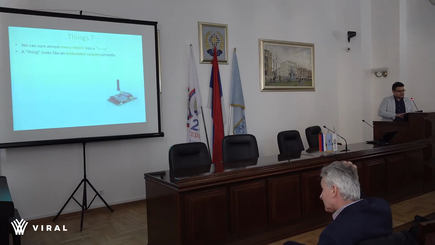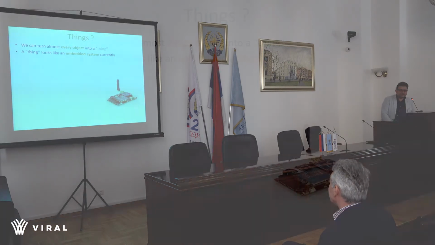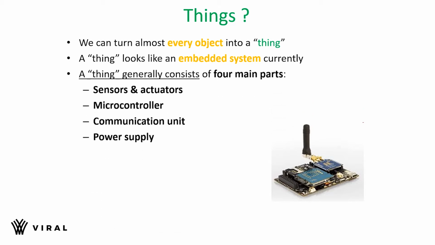So can we turn every object into a thing? Yes, it is possible. In practice and in theory, this is possible. You can turn almost every object into a thing. So a thing is like an embedded system. It's not different than the refrigerator or washing machine in your home. Any home appliances can be considered like a thing.